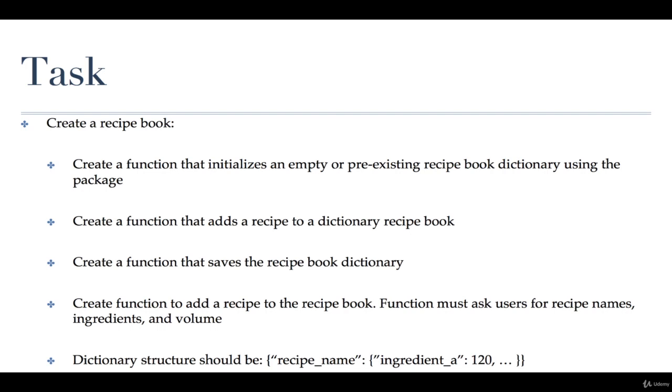You then want to create a function that will add a recipe to your dictionary, which is a recipe book. And then you lastly want to create a function that will save the dictionary to an out file, into a JSON file, okay? The dictionary should be organized such that the first key is the name of the recipe and the value is another dictionary. And that dictionary should have at least 2 parameters, an ingredients parameter and a volume parameter, okay?